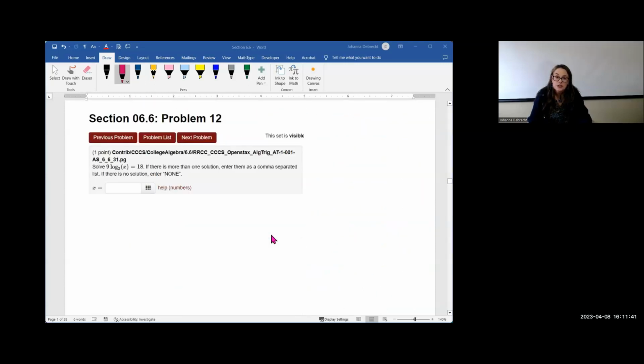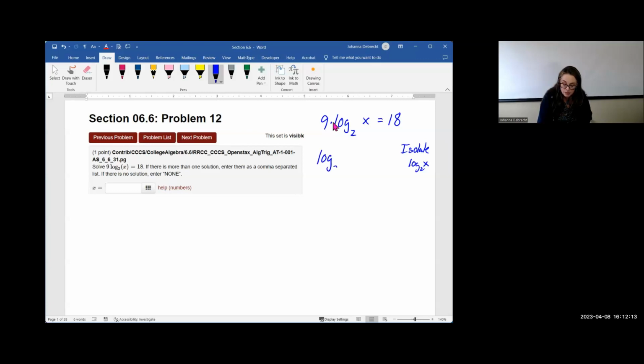Now we want to switch gears and we want to focus on logarithms. So when we're looking at this equation, we're trying to solve the equation 9 times the logarithm base 2 of x is equal to 18. There's more than one way to go here, but the easiest thing to do is first to isolate the logarithm. So I'm going to divide both sides of the equation by 9. This will lead to log base 2 of x is equal to 2.